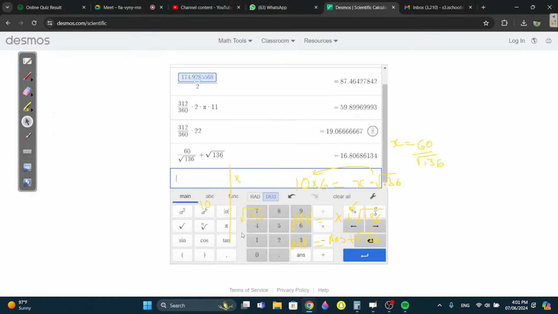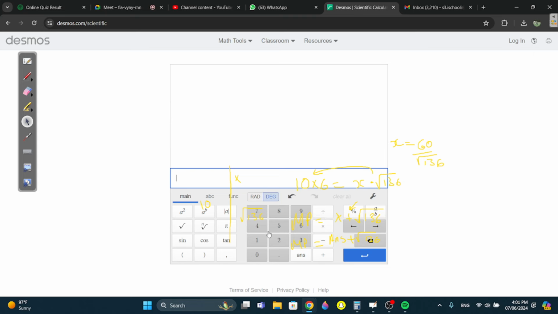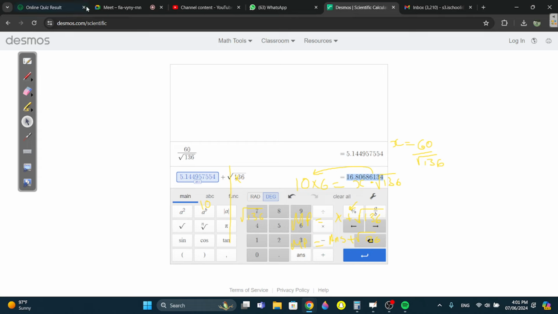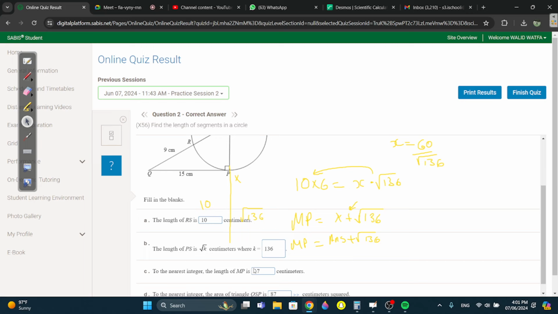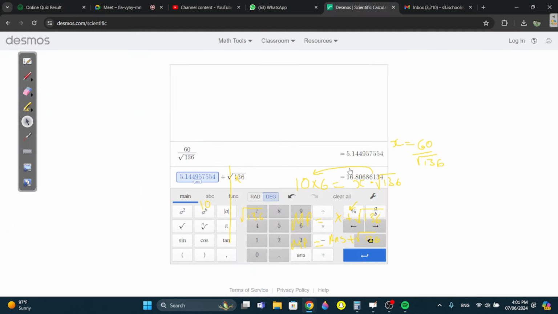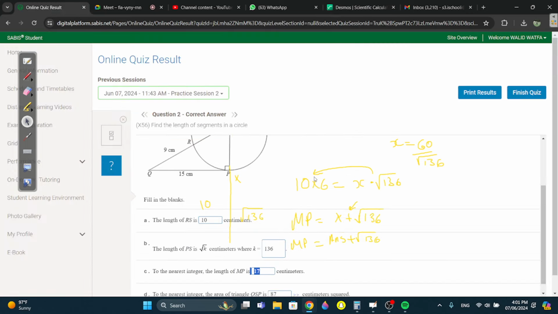So let's go to the calculator. We said x is 60 divided by root 136. We're going to put answer plus root 136, and we're going to get 16.8. They said to the nearest integer, so rounding 16.8 to the nearest integer is going to be 17.